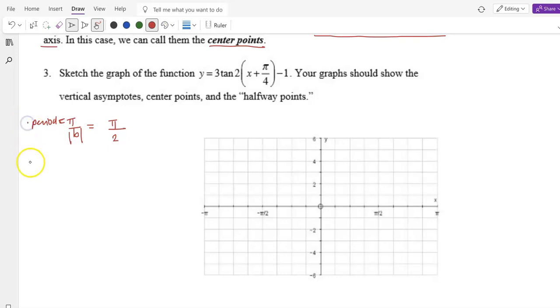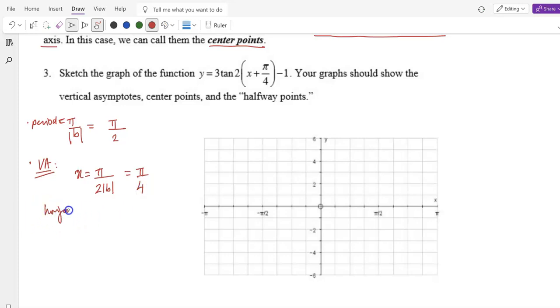Then what do you have? Vertical asymptote. Correct, but you have to shift later on. So how do you find the vertical asymptote? x is equal to pi by 2b, so that's pi upon 4. Pi by 4, but you have to apply the horizontal shift.